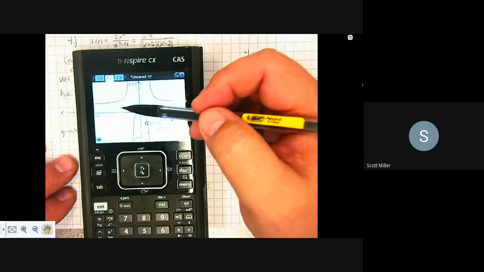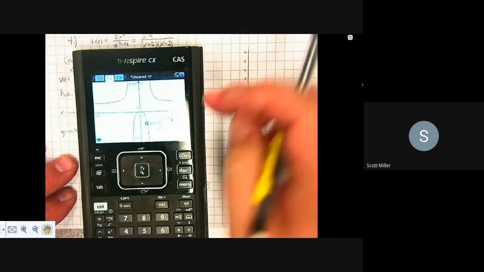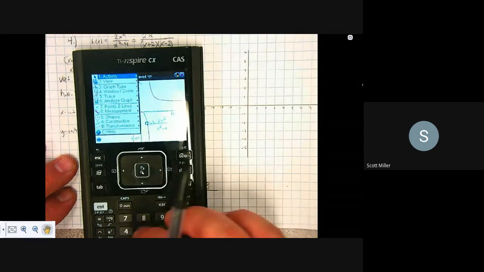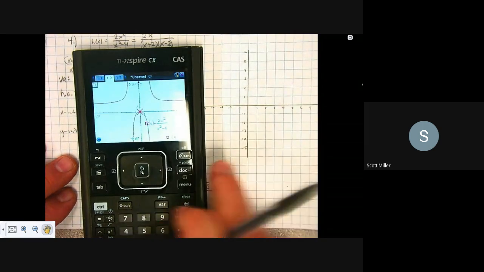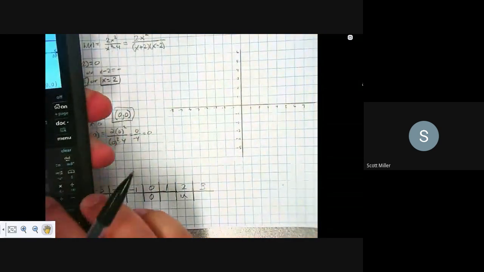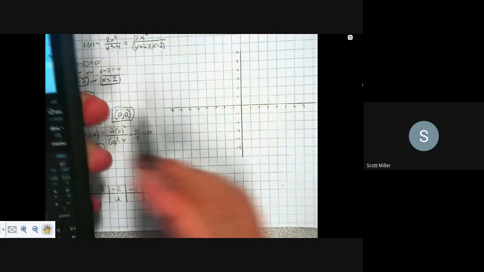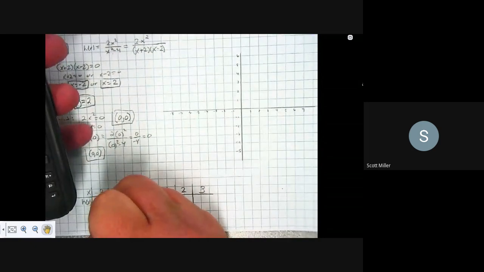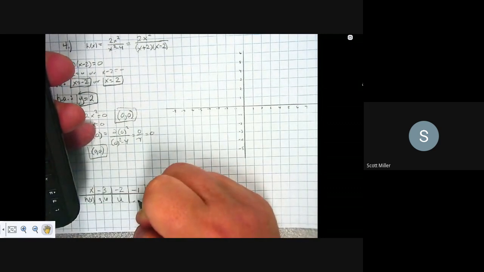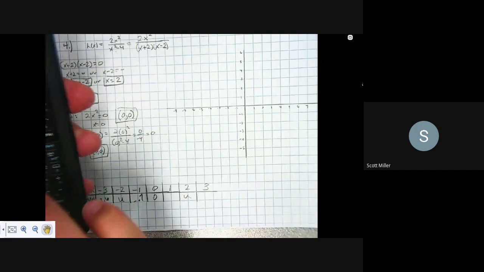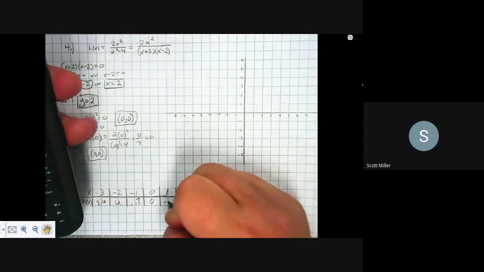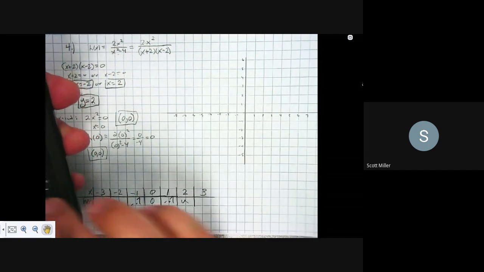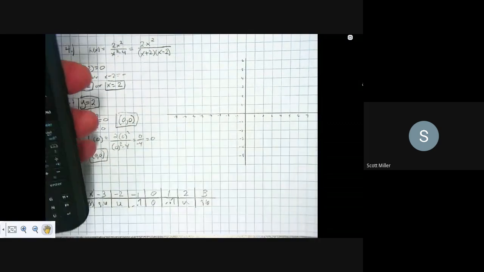Okay? So what I need to do is find values in between here. So to find values, I simply use the trace feature on my calculator. Okay? See, there's the 0, 0. I want to find negative 3, so I just type in negative 3 and hit enter. And it gives me 3.6. So negative 3 is 3.6. And then I'm going to type in negative 1, and I get a negative 0.7. At 1, I get a negative 0.7. And at 3, I get a 3.6.